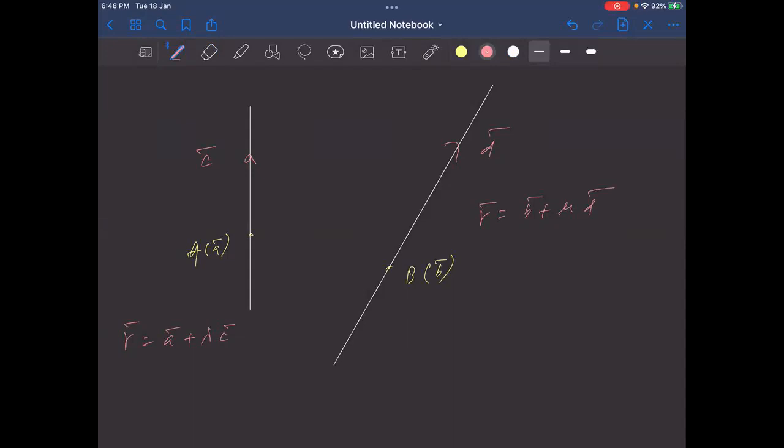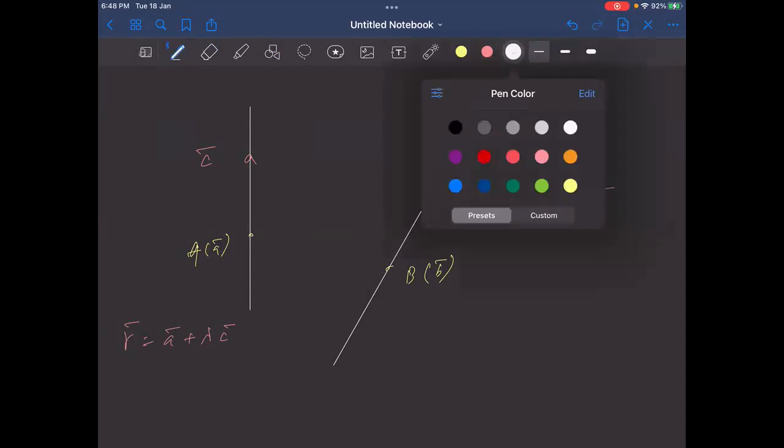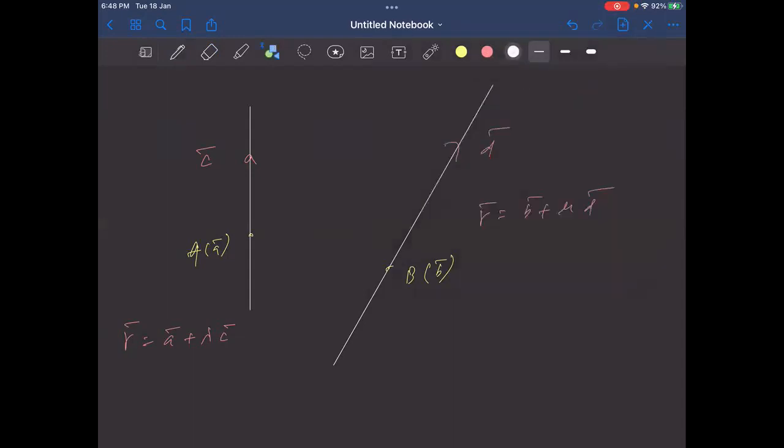Yes, sir. So we have to find out whether these lines fall in the same plane. If the lines are falling in the same plane, it will be coplanar. So look, there is a fixed factor in this. What is the fixed factor of this? Is this a fixed factor? What is this vector?